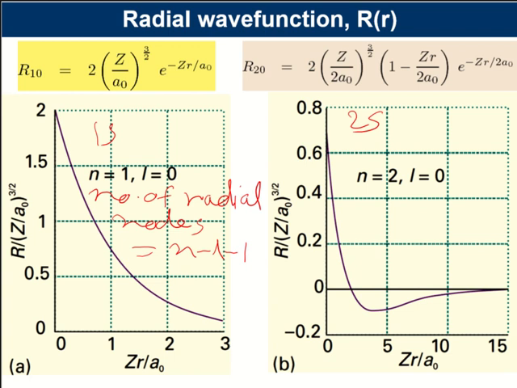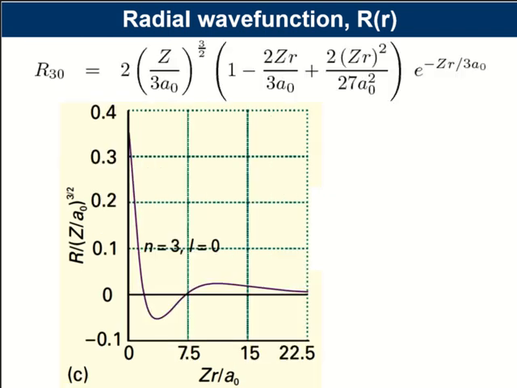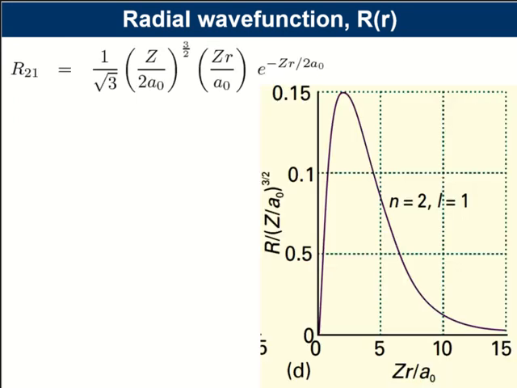n minus l minus 1, एक जनरलाइजेशन आपको ट्रेंड देख के समझ में आ जाएगा कि ऐसा फॉलो हो रहा है। कितना नोड्स होगा फंक्शन में वो आप बता सकते हैं। सो s orbitals का हमने देखा, मैक्सिमम amplitude at the nucleus, square the term you will get electron density, that is also maximum at the nucleus, r is equal to 0.